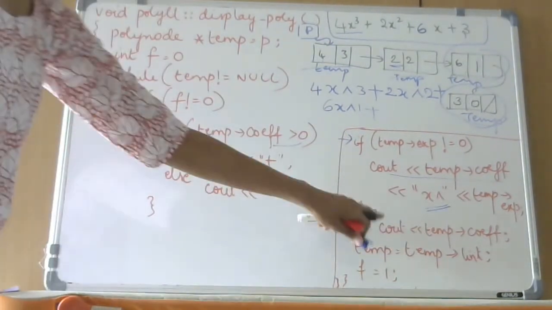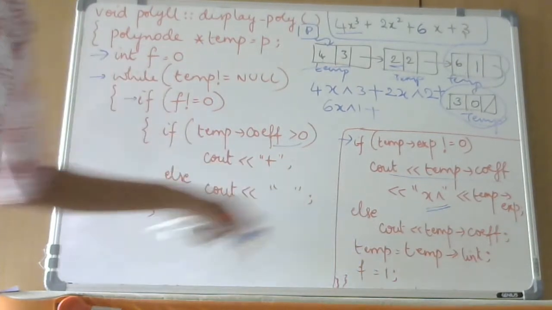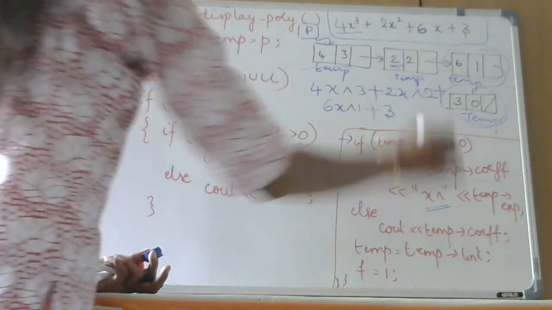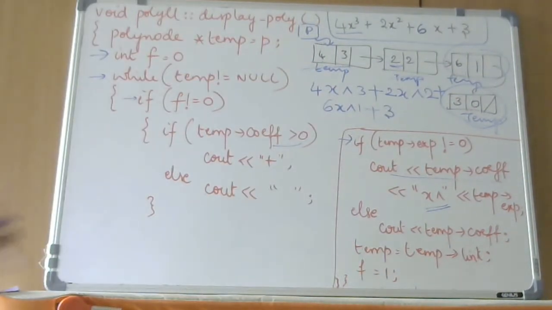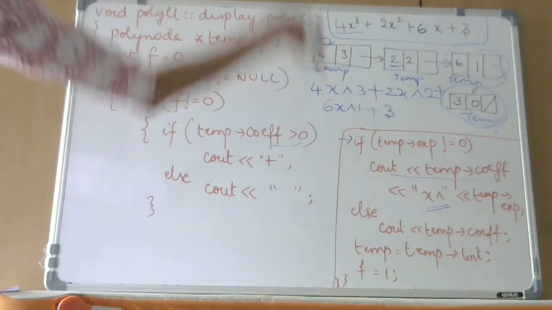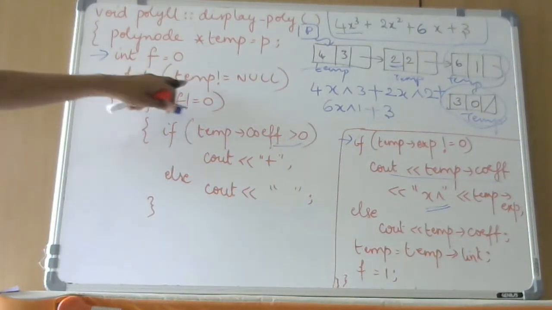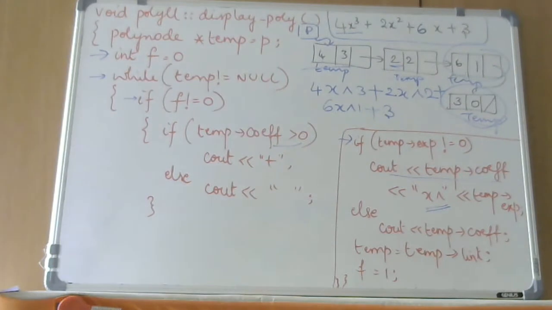So I will simply display cout temp of coefficient. What is temp of coefficient? 3. That's all. Then temp is equal to temp of link. Again it will be pointing, but then what will happen here? Temp is null. So you will come out of the while loop. That's how you try to display a polynomial.